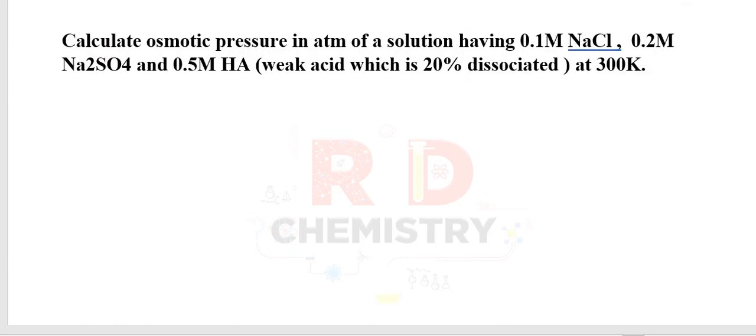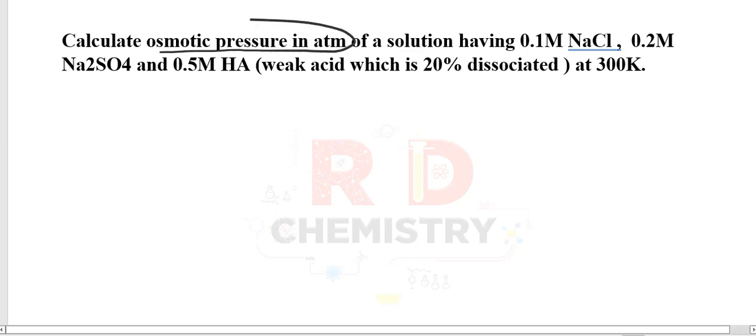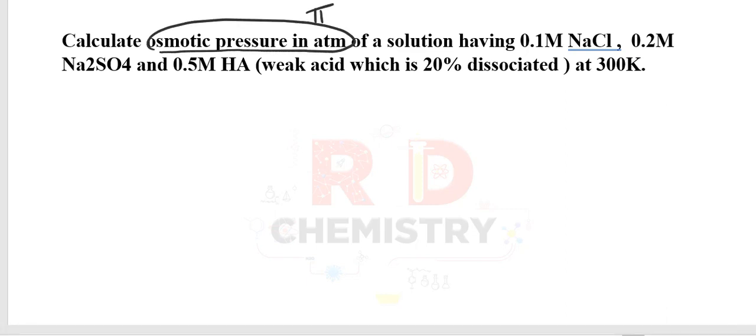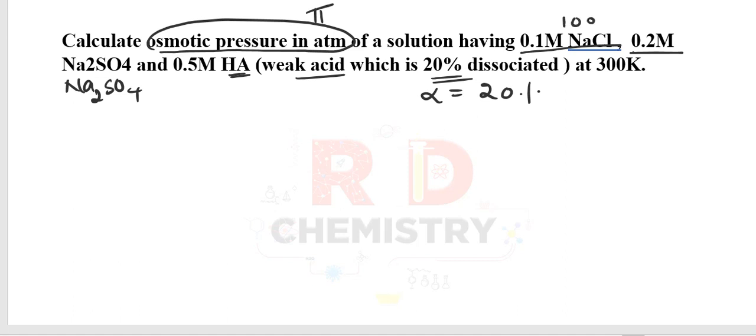Now read this question. Calculate osmotic pressure in terms of atmosphere. Pi value to calculate, of a solution having 0.1 molar sodium chloride, 0.2 molar sodium sulfate Na2SO4 and 0.5 molar HA, which stands for some weak acid, which is 20% dissociated. Alpha is given, 20% dissociated. For sodium chloride and sodium sulfate, the degree of dissociation alpha is not given, which means assume 100% ionized.